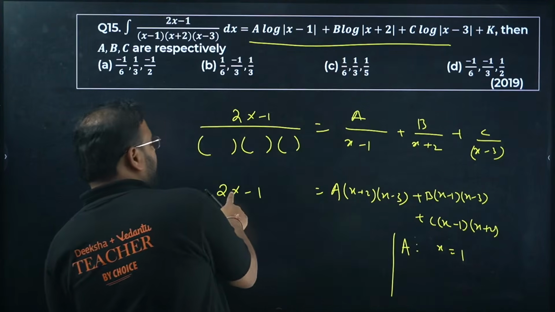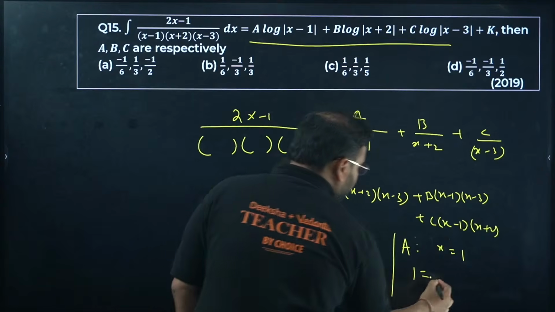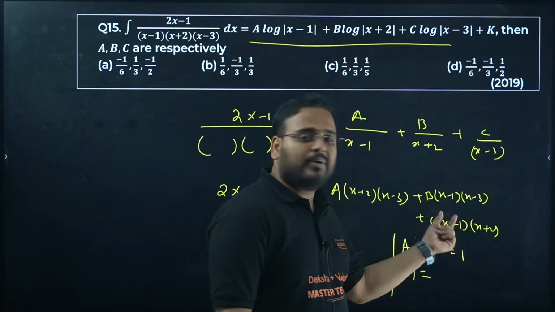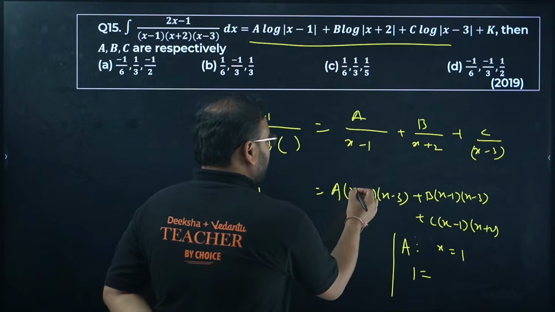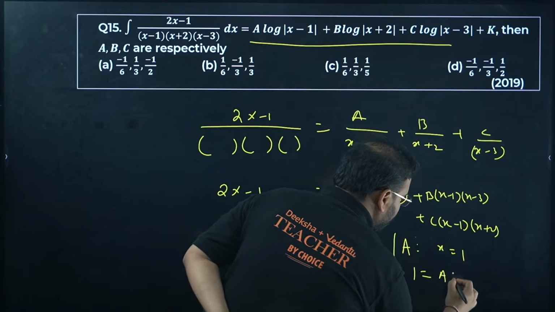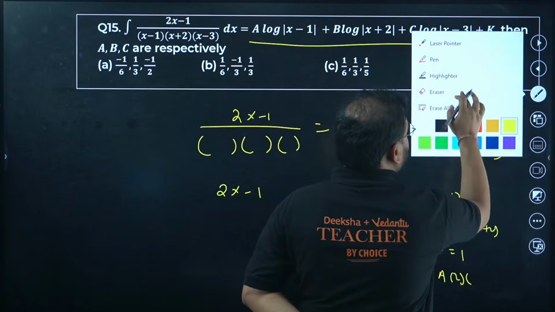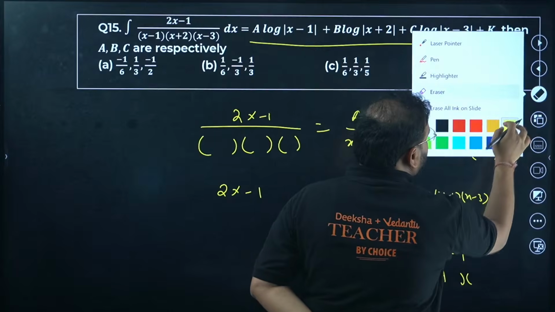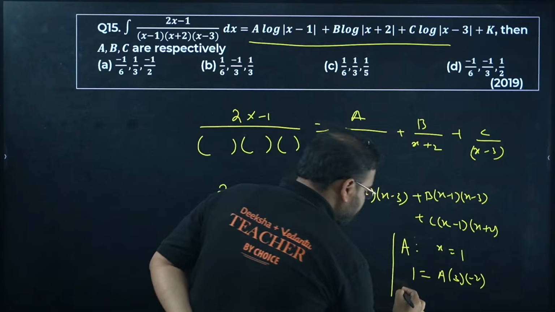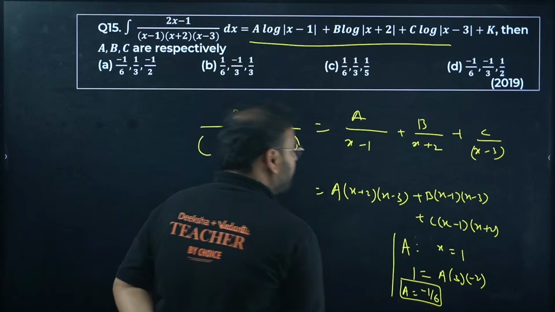Then what will happen? 2 minus 1 will be 1 on the LHS side. And over here, this will be 0, this will be 0, because you're taking x as 1, so both become 1 minus 1. You'll have 1 plus 2 as 3 and here minus 2. So you're going to get a times of 3 into minus 2, which gives me the value of a as minus 1 by 6.